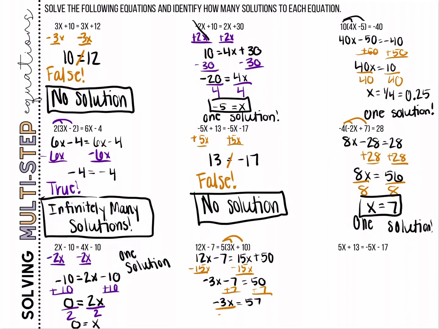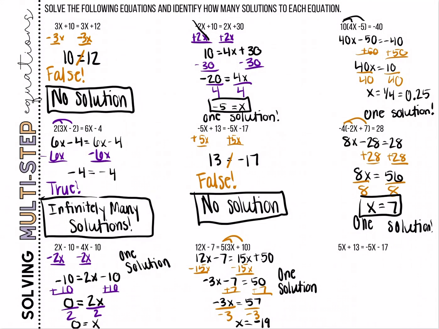Then I'm going to divide by negative 3. And so x equals 57 divided by negative 3, which is negative 19. So my solution is negative 19, so that means it's one solution. And if I ask you what the solution is, it's negative 19.